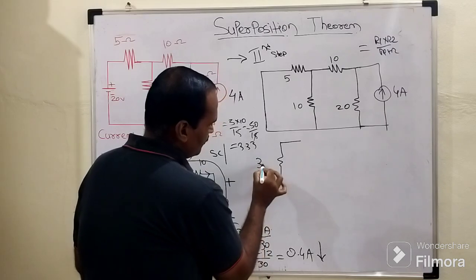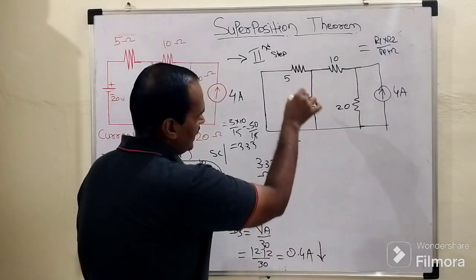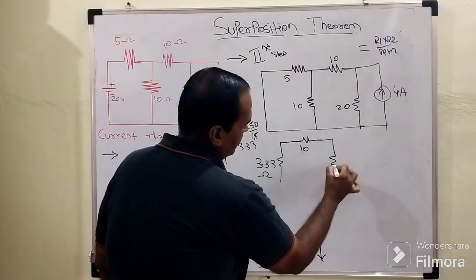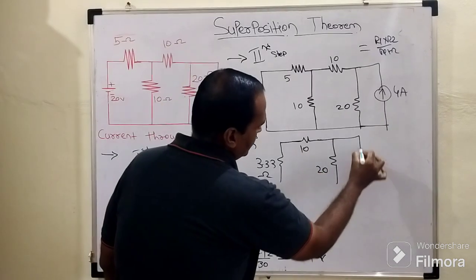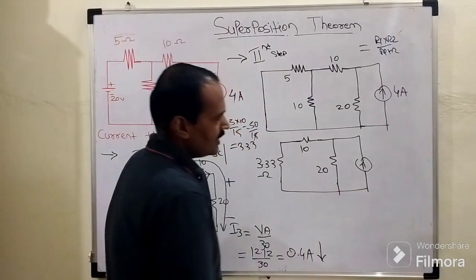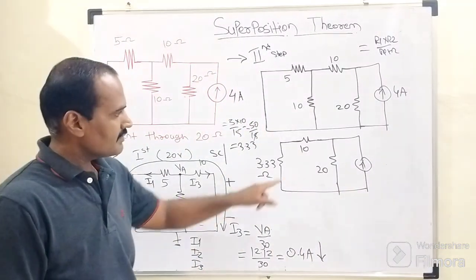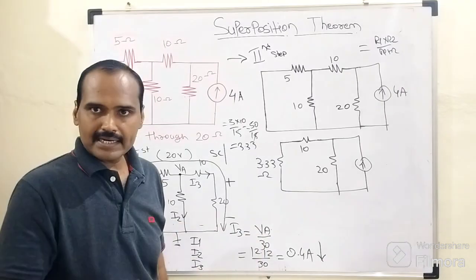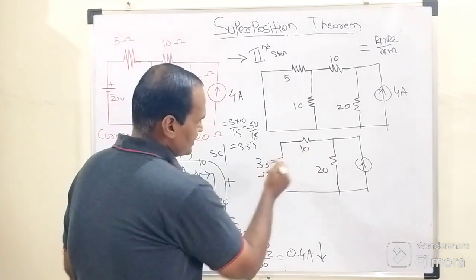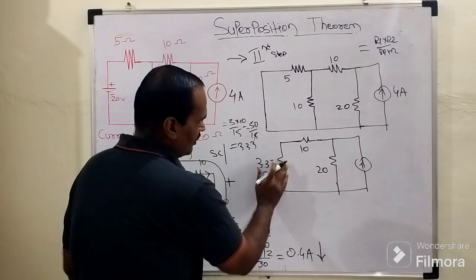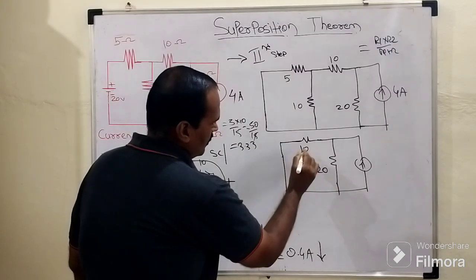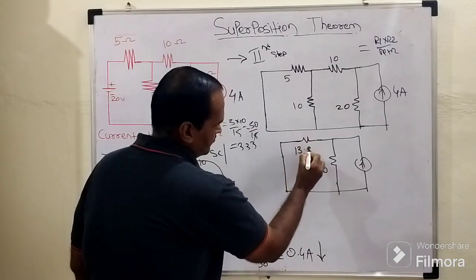So how will that circuit look like? This is the resistance of 3.33 ohm, the parallel combination. Then the remaining resistor is of 10 ohm. This is our target resistor of 20 ohm, and this is the current source of 4 ampere. So this is how that circuit will look like. Then after that, these two resistors are connected in series, right? So again, this 10 plus 3.33 will become what? 13.33. So this is how that circuit will look like.